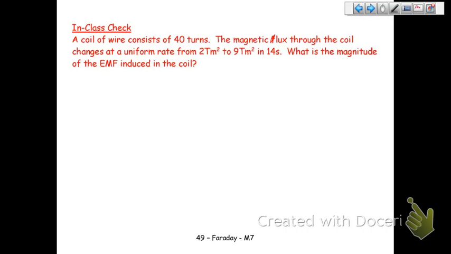Okay, so the magnetic field through the coil changes at a uniform rate from 2 Tesla to 9 Tesla in 14 seconds. What is the magnitude of the EMF induced in the coil? I need to add a little bit. Assume that B is parallel to A. Otherwise, you have to scale your answer.